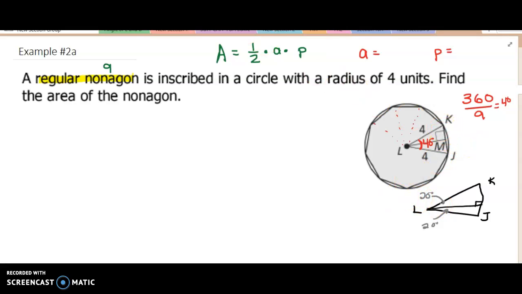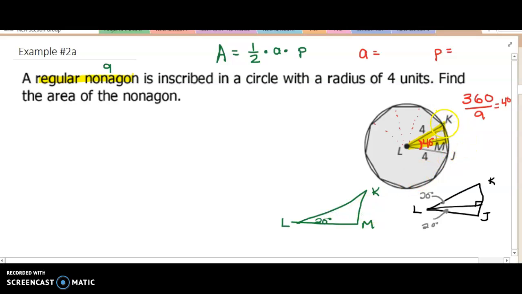I'm just going to pull out this top triangle. Okay, and I'm going to make it a little bigger so I can write things in it. K, M, L, and I do know that this is 20. I've already found that. And I do know the radius is given as 4. All right, so let's find the apothem first. And I'm just going to label the apothem A. Okay, so this LM right here is the apothem, which is what's down here.